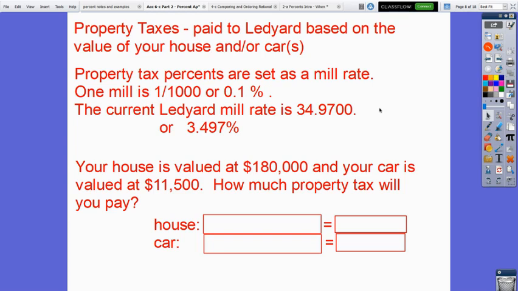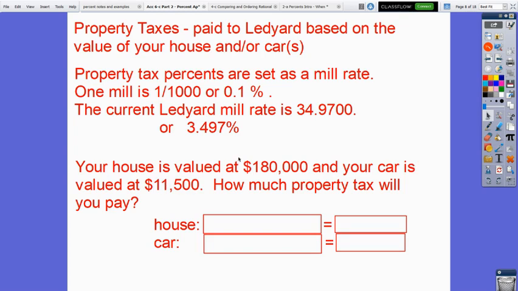Okay, and so if you hear everyone talking about the mill rate, that's how high the taxes are for the town. So the current Ledyard mill rate is 34.97, which is out of 1,000. So it's 3.497 out of 100, or 3.497%. So that's the current property tax mill rate for both cars and real estate, houses.